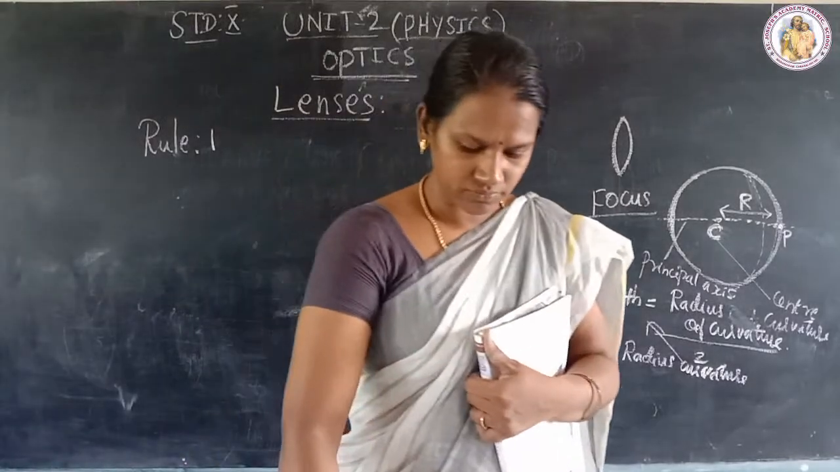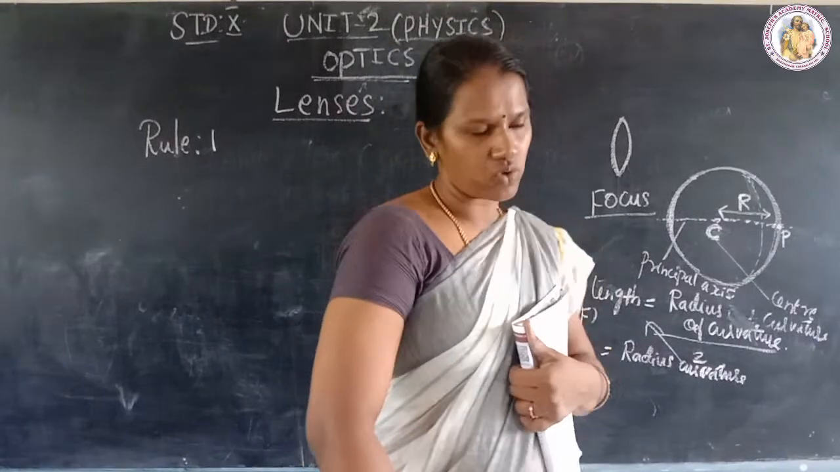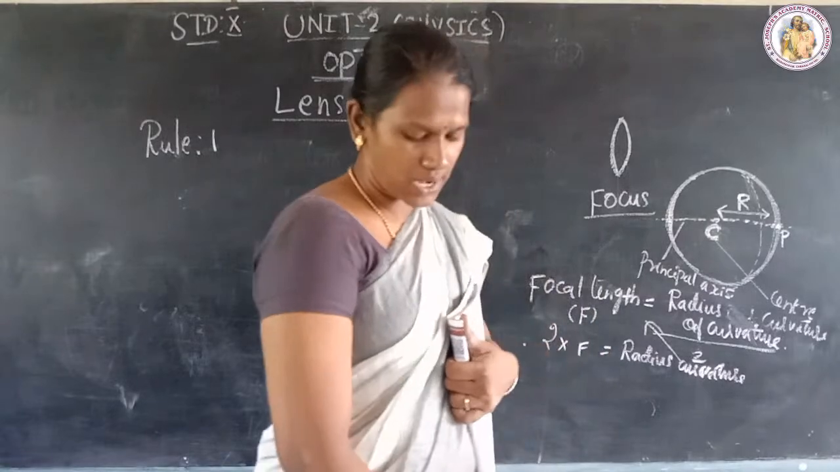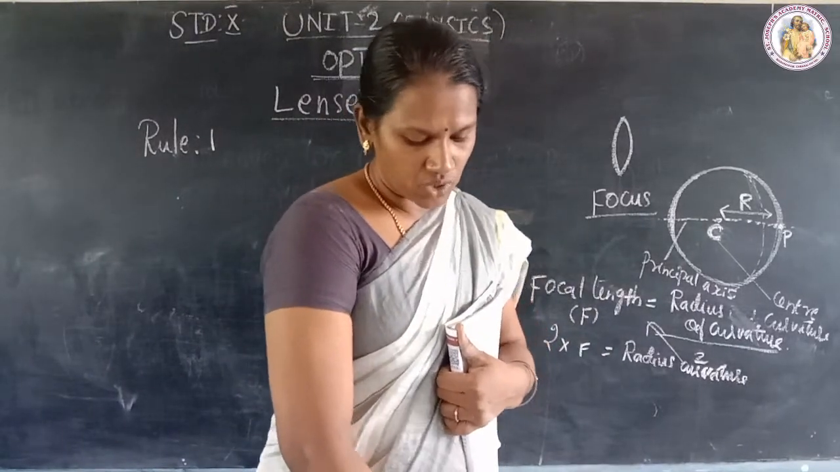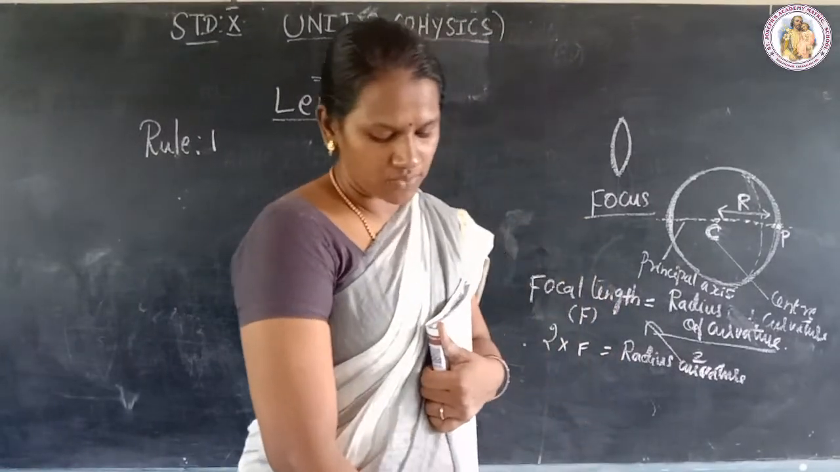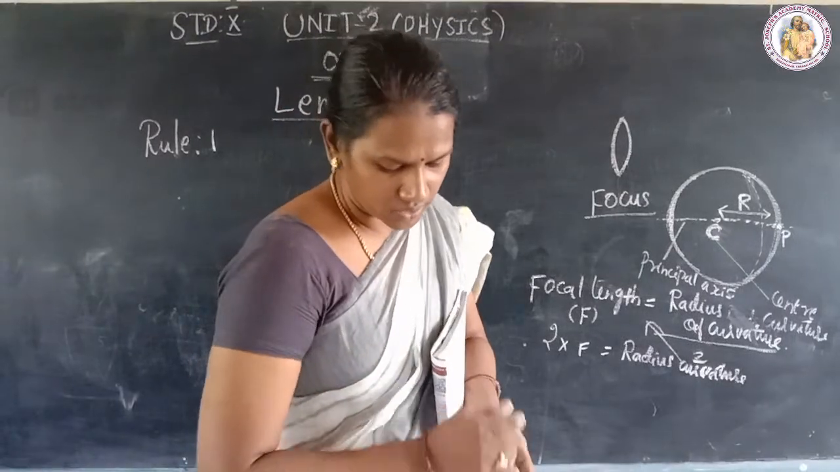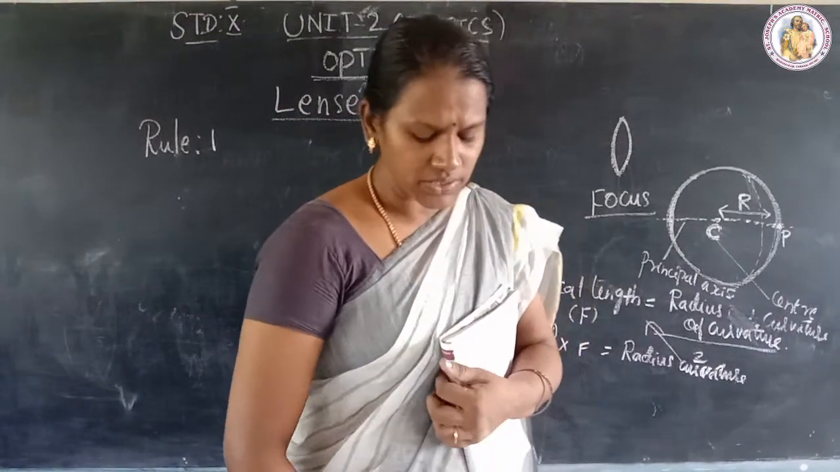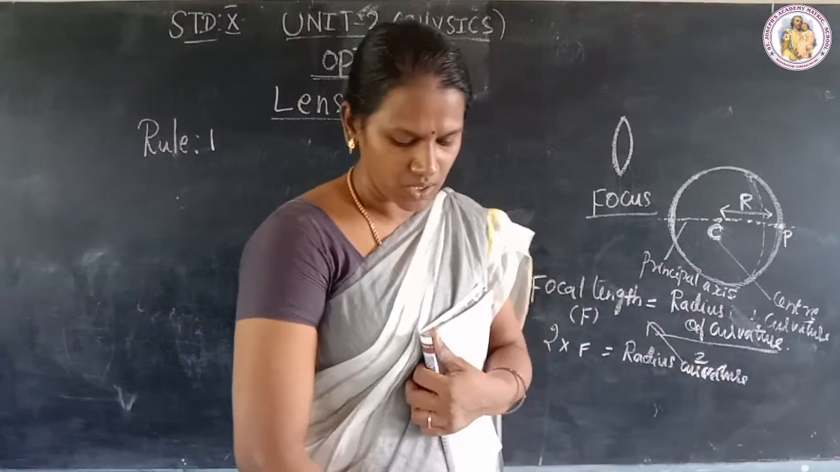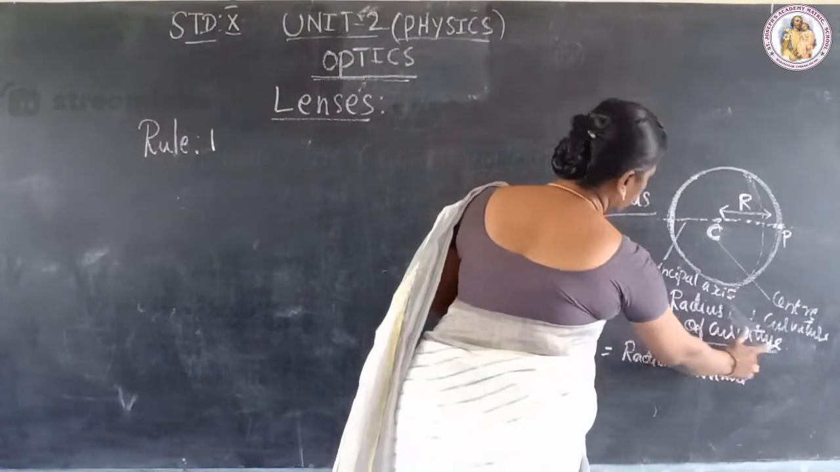Then the focal length. The focal length is the distance between the pole and the principal focus. So it's called the focal length of a spherical mirror. There is a relationship between the focal length of a spherical mirror and its radius of curvature. That is, the focal length is equal to the radius of curvature by 2.